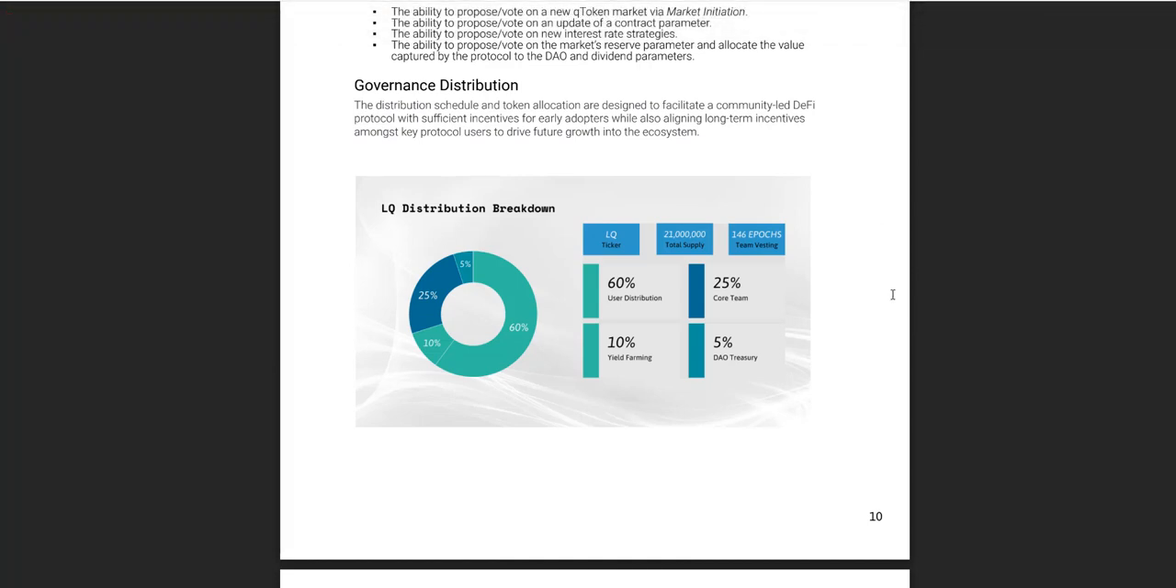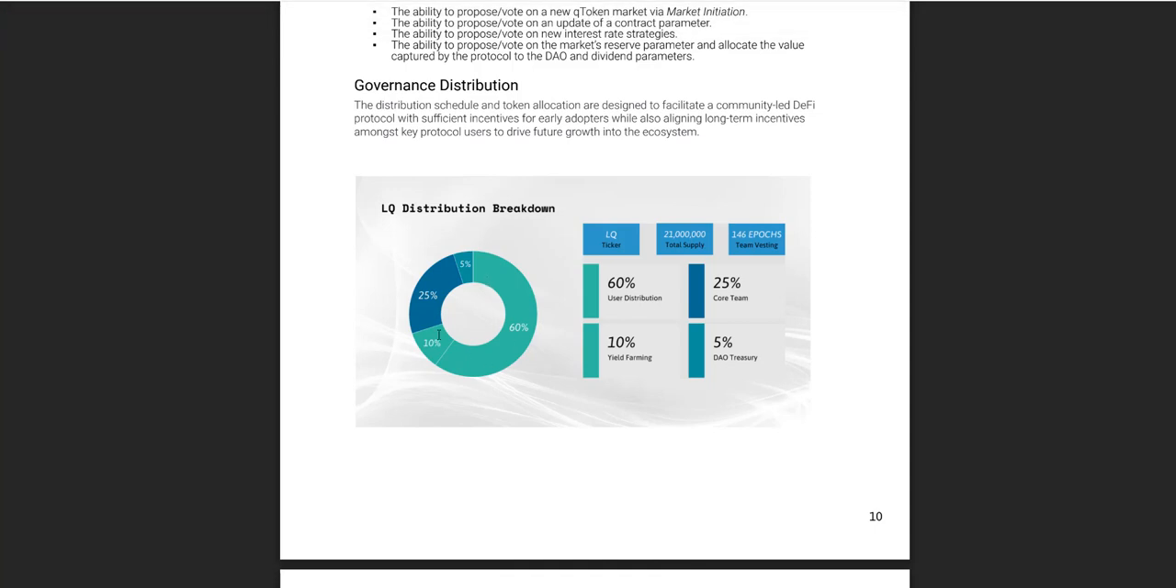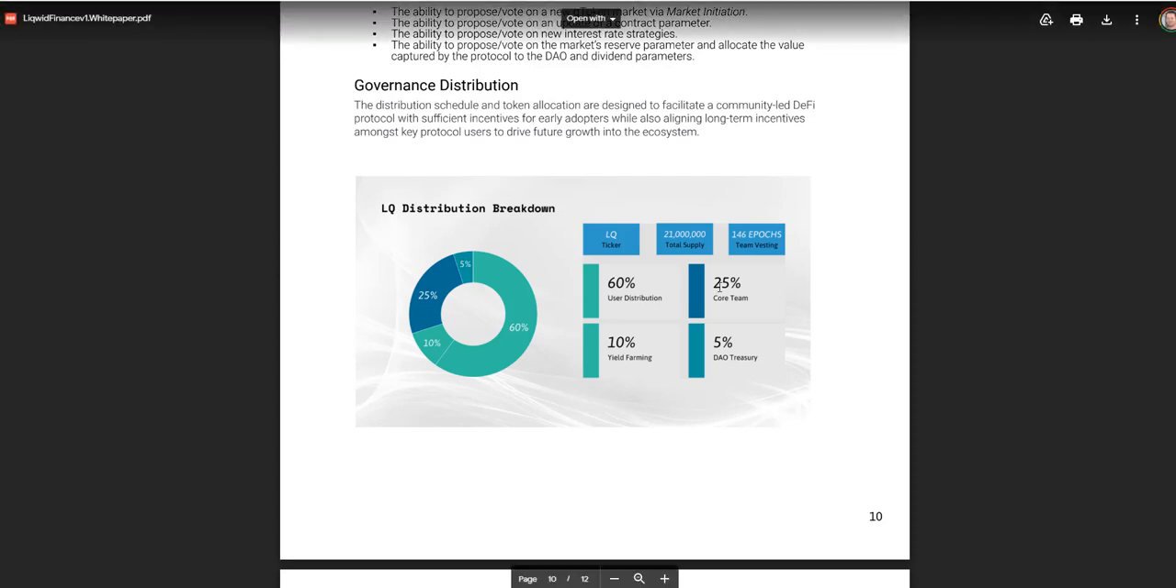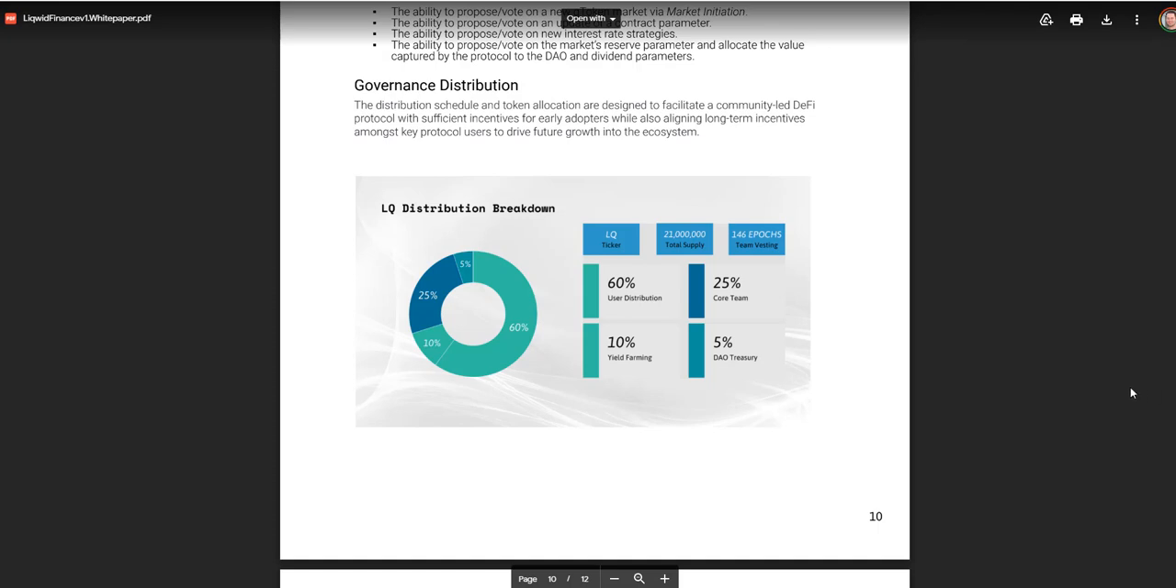And this is their white paper. I'm going to talk about a couple brief topics, and then you can read it if you want to know more. So Liqwid distribution, 60% is going to be user distribution, 10% to farming, yield farming, 5% to the DAO treasury, and 25% to the core team, which vests in 146 epochs, which is 730 days, which is a little bit over 2 years.